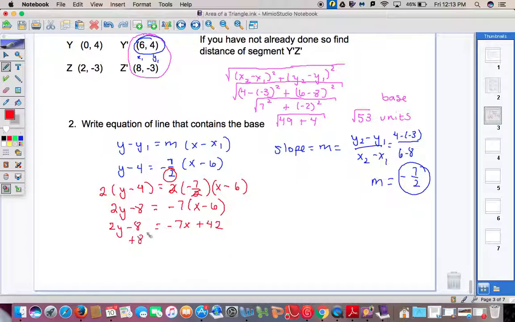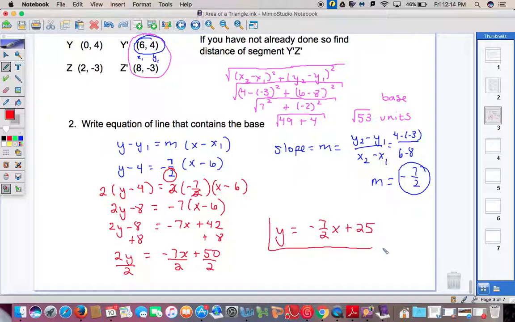I would add 8 to each side. So I get 2y equals negative 7x plus 50. And then divide both sides by 2. And when we do that, we're left with the equation of y equals negative 7 halves x plus 25. Okay, so the equation of a line that contains the base is y equals negative 7 halves x plus 25.